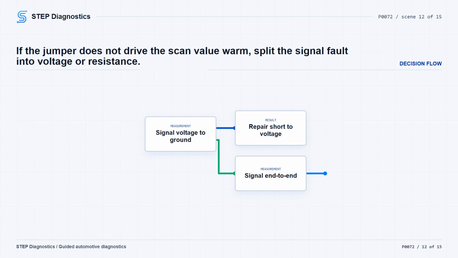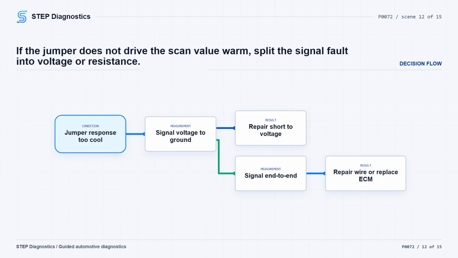If the test shows 1 volt or greater, repair the short to voltage on the signal circuit. If it is less than 1 volt, turn ignition off and test the signal circuit end-to-end for less than 2 ohms. If that circuit is 2 ohms or greater, repair the open or high resistance. If it is less than 2 ohms, the diagnostic path calls for replacing the K20 engine control module.